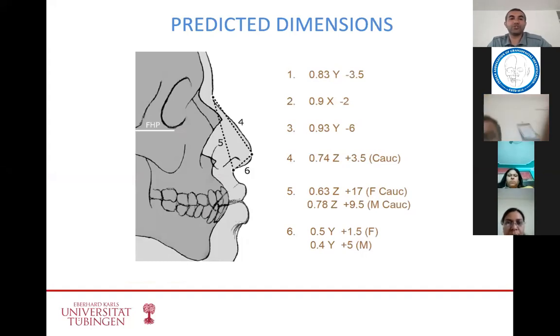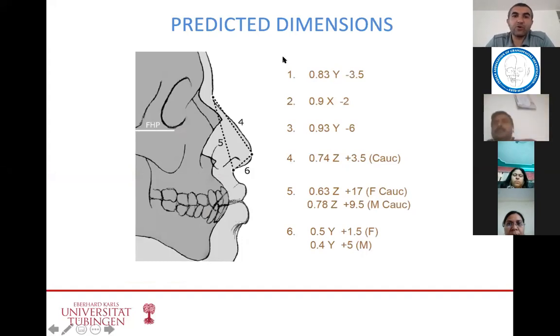For the prediction of the nose, from the Chris Ryan method, there are three other regression formulas. It's also possible to control it, to check if it is correctly modeled or not. So it is related to the nasal height, nasal length, and nasal depth.